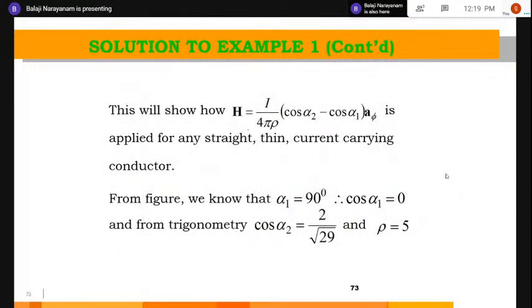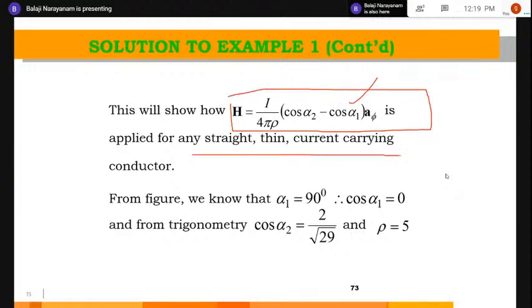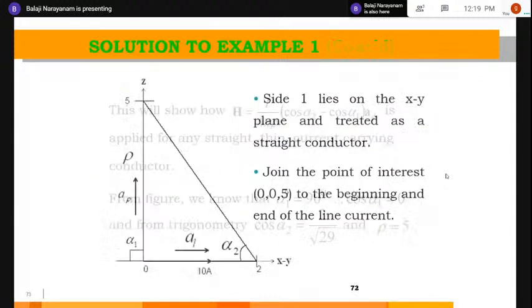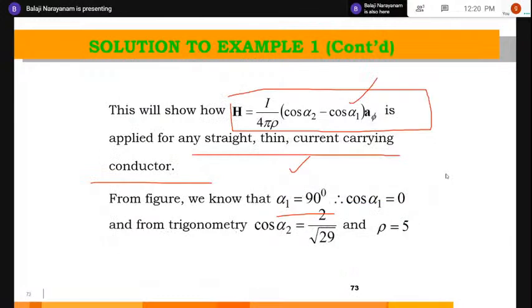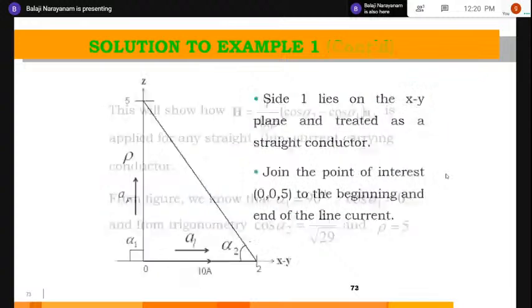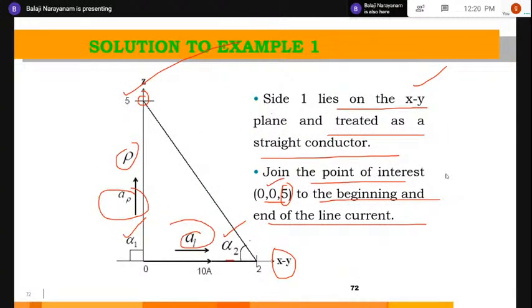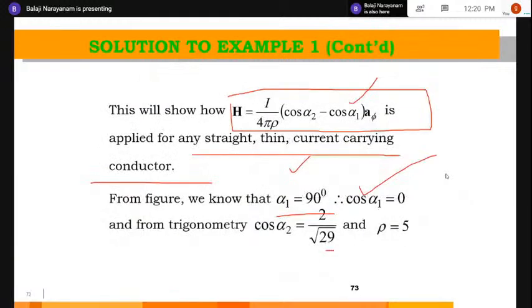We showed that H is equal to 1 by 4 pi rho (cos alpha 2 minus cos alpha 1) A phi, which applies for any straight thin current carrying conductor. From the figure, you know that alpha 1 is 90 degrees, so cos alpha 1 is cos 90, which is 0. And from trigonometry, cos alpha 2 is equal to the adjacent side divided by the hypotenuse. So you may get that value as 2 by square root 29, and rho is equal to 5.